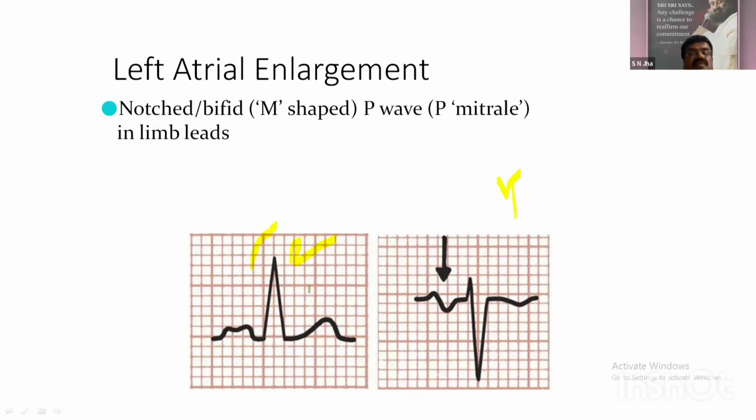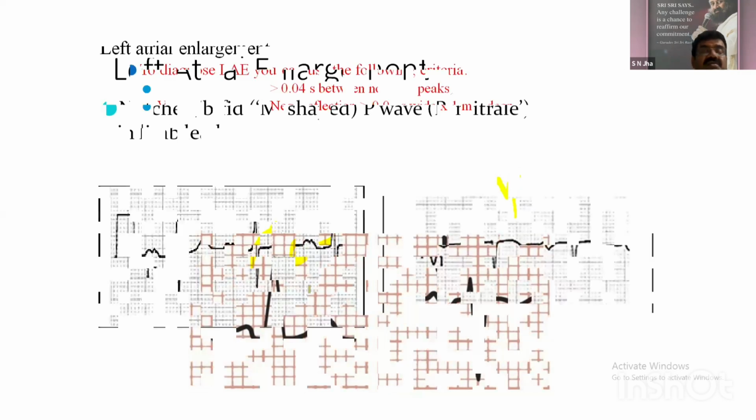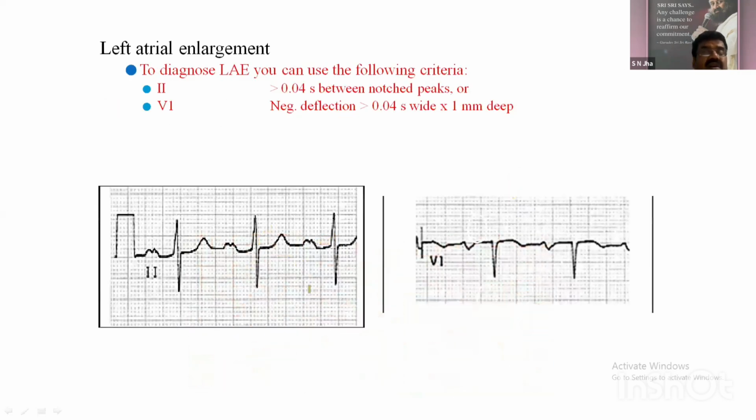So in lead 2, what will happen? Wide notched P wave. Can you appreciate? And in lead V1, the negative deflection will be more. So here you can see in this ECG, in lead 2, there is a wide notched P wave. So it is left atrial enlargement. And in V1, there is wide and more negative deflection. That is in V1, the left atrial enlargement.